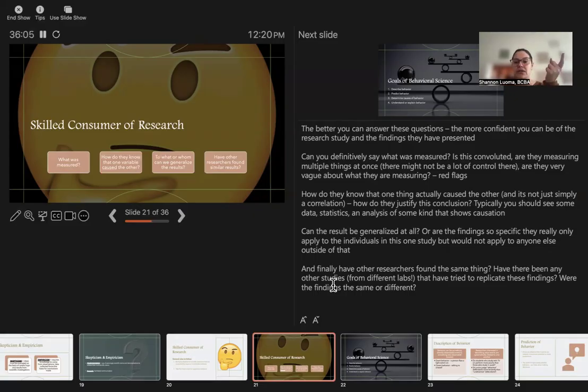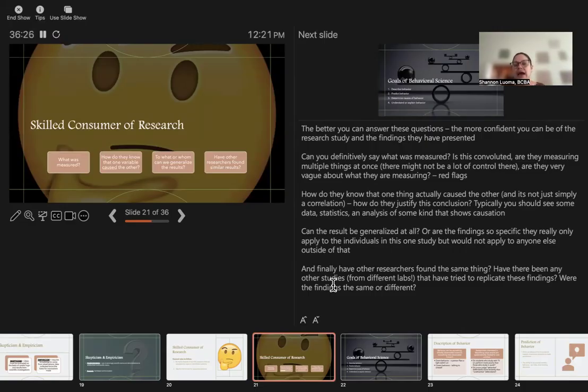If it is convoluted, if they're measuring multiple things at once, that's a big no-no. There might not be a lot of control there. Are they very vague about what they're measuring? All of these things are red flags, okay? It needs more investigation. If you cannot actually tell what it is they're measuring, there might be a problem there.